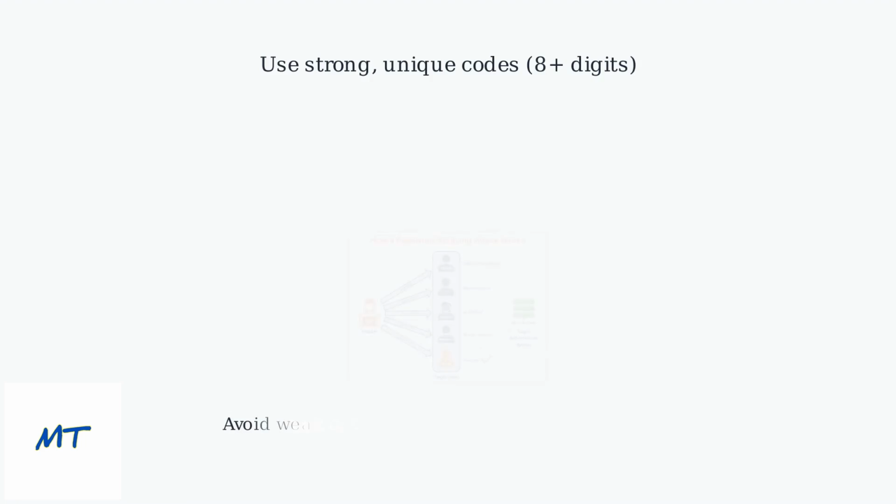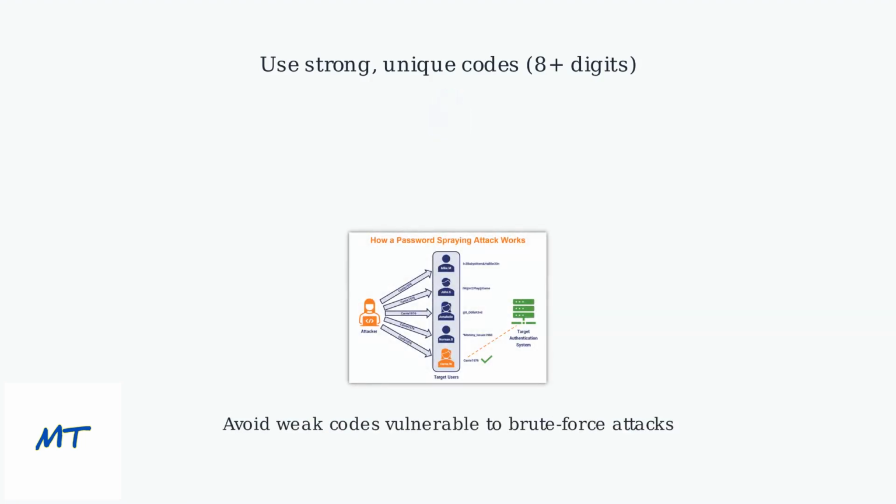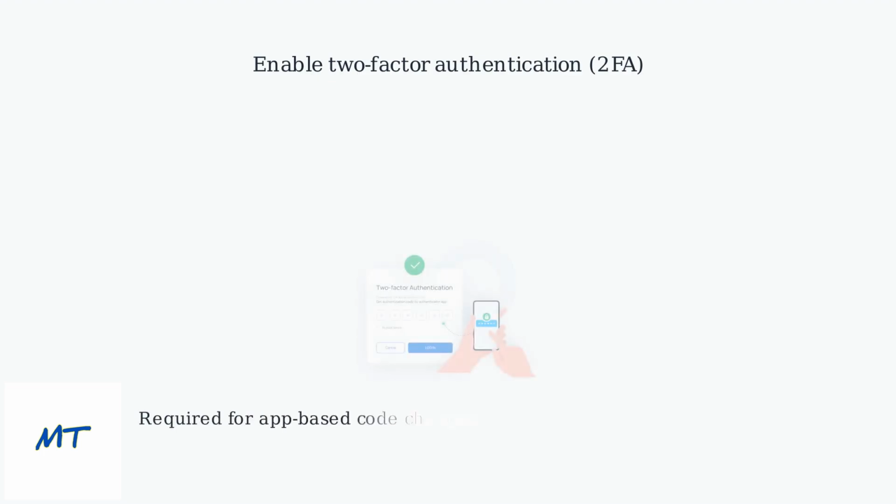Security best practices for Schlage Encode begin with using strong, unique codes of at least 8 digits. Weak or default codes can be easily guessed through brute force attacks. Enable two-factor authentication for all app-based code changes. This adds an extra layer of security by requiring both your password and a verification code from an authenticator app.